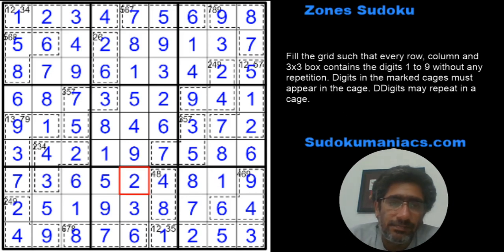But still, I did try to create a practice puzzle for you. Do give it a shot. At least some practice is always better than nothing.